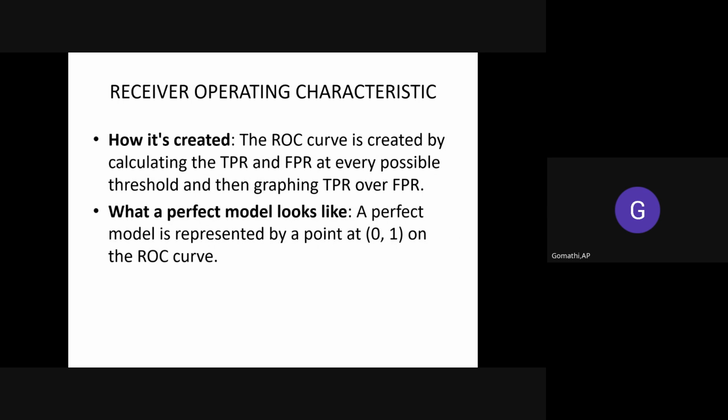So what is the perfect model here? Each point on the curve represents a different threshold. The diagonal line should be drawn from 0,0 to 1,1. This diagonal line represents a model with no discriminative power. That will be called random guessing.